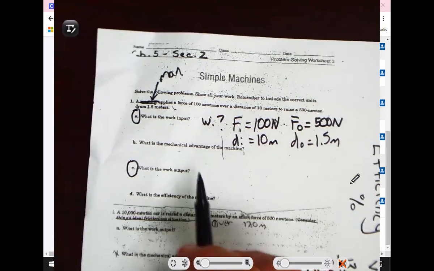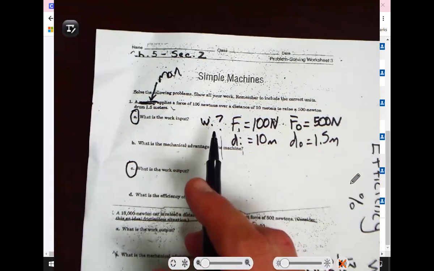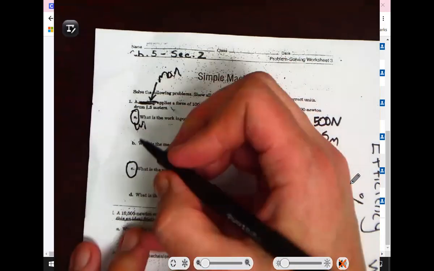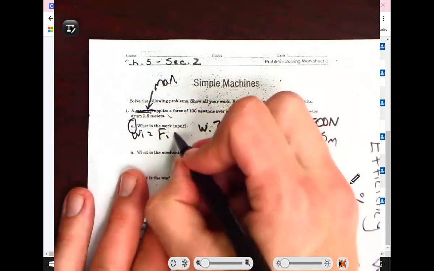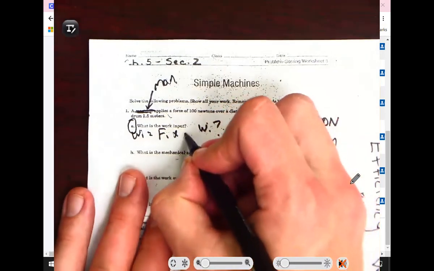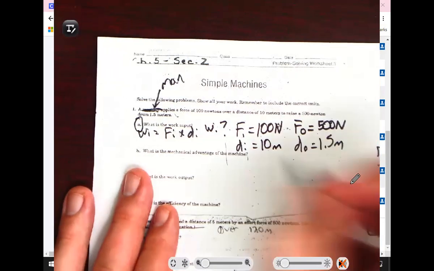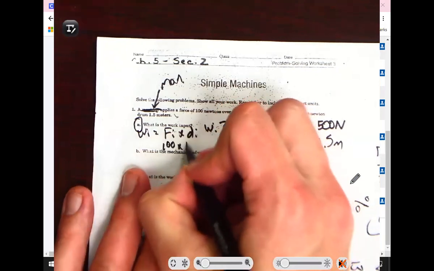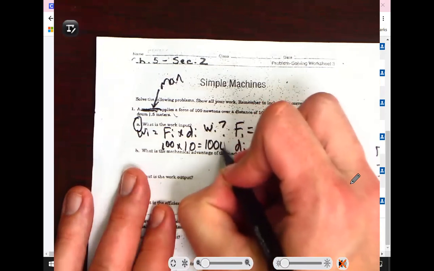All right, and so the formula for work input is going to equal what? Yeah, but work input equals? Fi, yep, F1 or Fi times? Di. All right, and when I do that, I get 100 times 10 equals 1,000 joules.